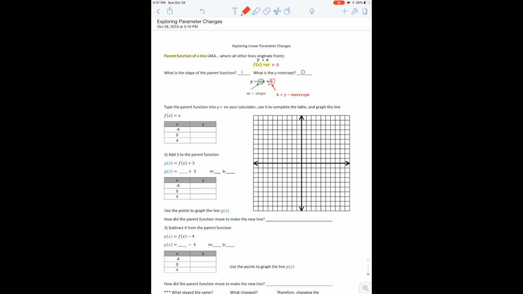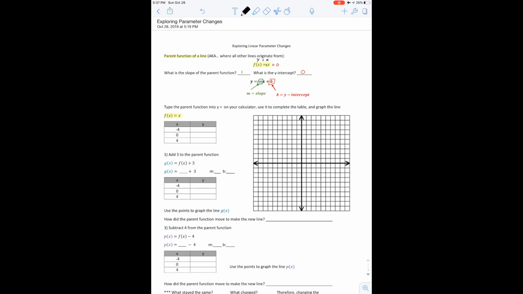So first thing you're going to do is type the parent function into y equals on your calculator. Grab your calculator, go to y equals, and our parent function again is f of x equals x. This is the most basic line that we can have. So in y equals, you're just typing in x. Now go to your table, and we're just going to fill in 3 points from that table to help us graph an accurate line.